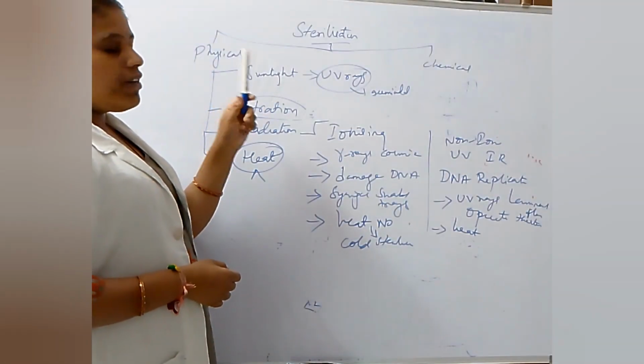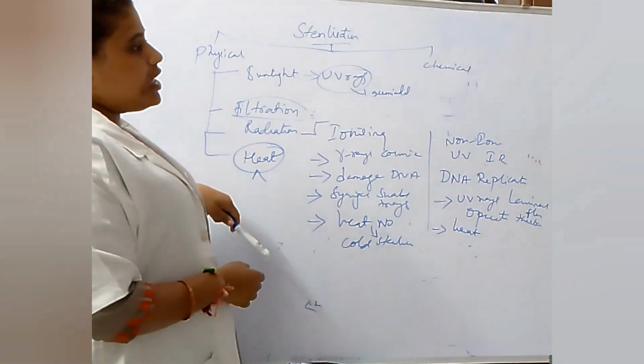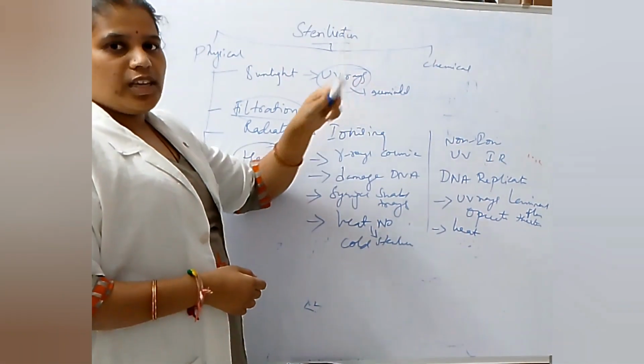In the physical method we have completed sunlight, filtration and radiation. We have heat, which we will discuss in the next class, and also chemical sterilization.